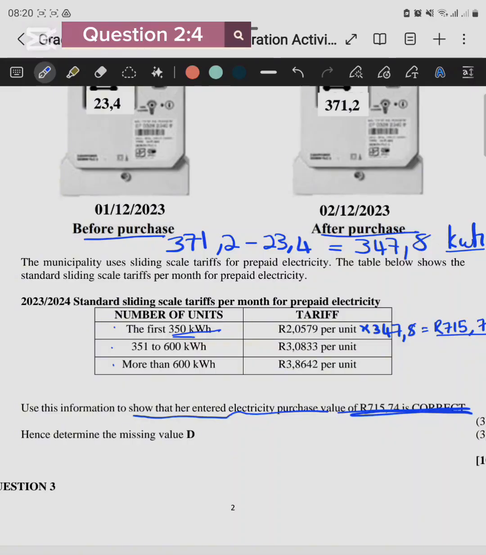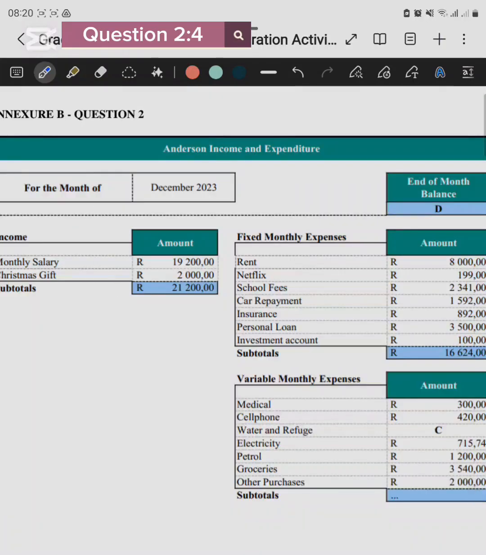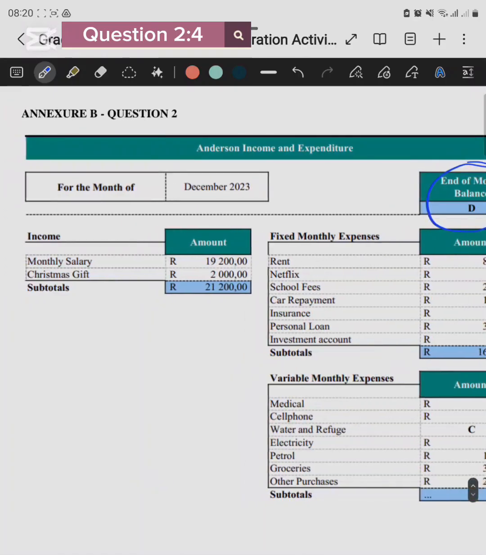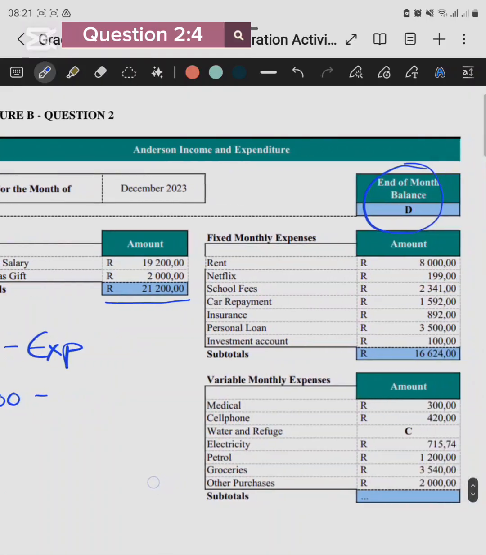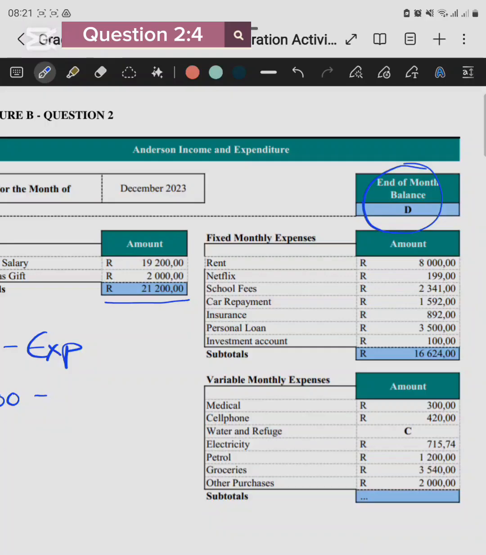And then finally they say hence determine the missing value of D. D was on the income and expenditure statement. It was the balance at the end of the month. And it would make sense that the balance at the end of the month would be your income minus your expenses. So income we already have. We have 21,200. I'm getting that from my table over there. And then the expenses I need to subtract are basically all of these expenses in the side of the table.